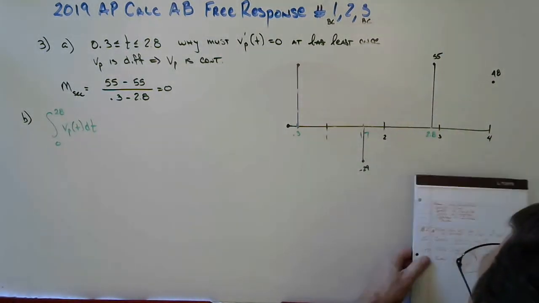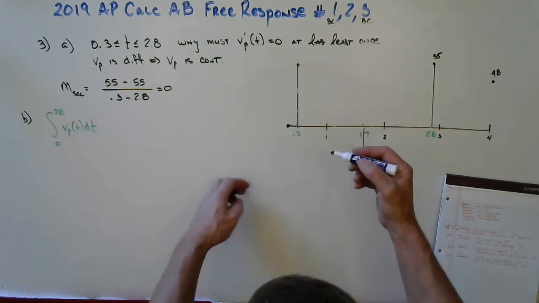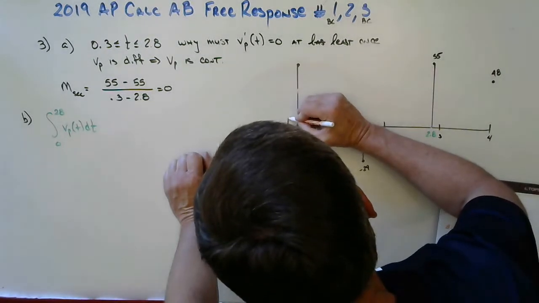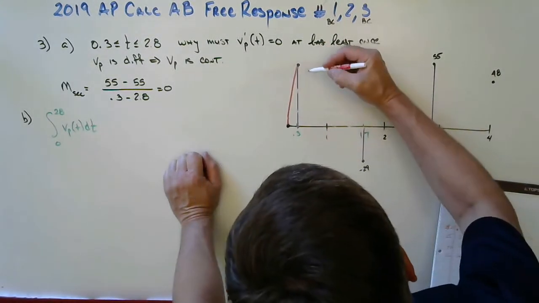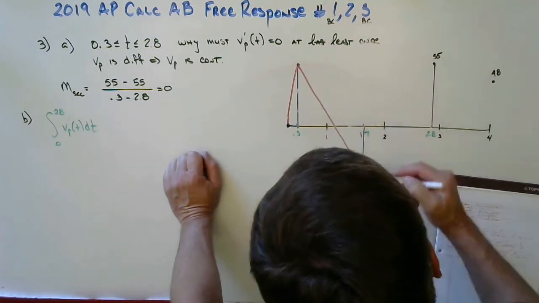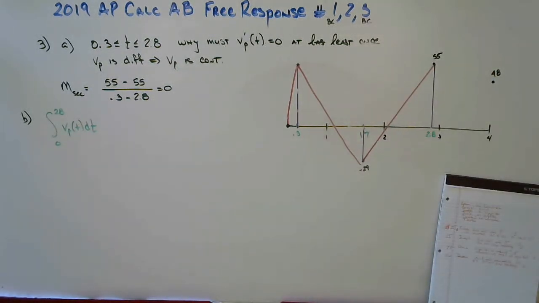Now, for our trapezoids, we go from 0 to 0.3. That's going to look like this. And then we go from 0.3 to 1.7. And then we go from 1.7 to 2.8. Now they want us to use the trapezoid rule. So we have to remember the trapezoid rule.